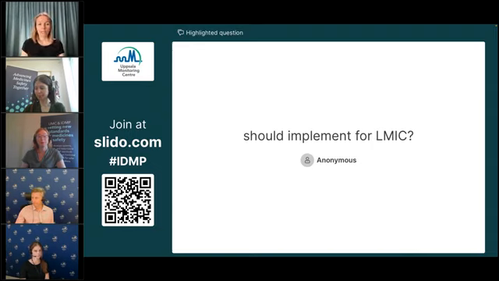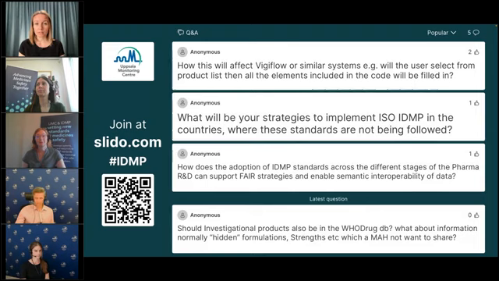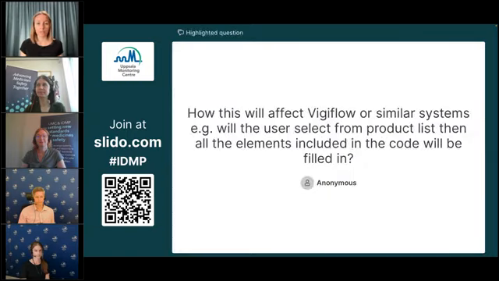And how will the standards affect Vigiflow or similar systems? One of our listeners asks: for example, will the user select from the product list all the elements included in the code that will be filled in?